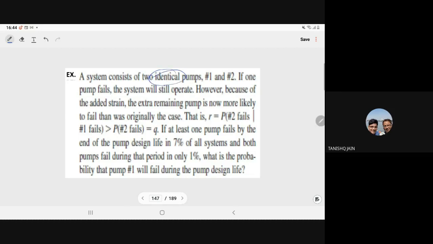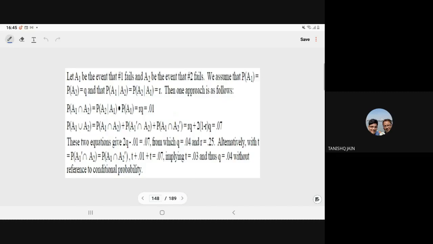At least one pump fails by the end of the pump design life in 7% of all systems, and both pumps fail during that period in only 1%. What is the probability that pump 1 will fail during the pump design life? So the question is this. Let us define the events A1 and A2 as A1 the event that pump 1 fails, A2 that pump 2 fails.